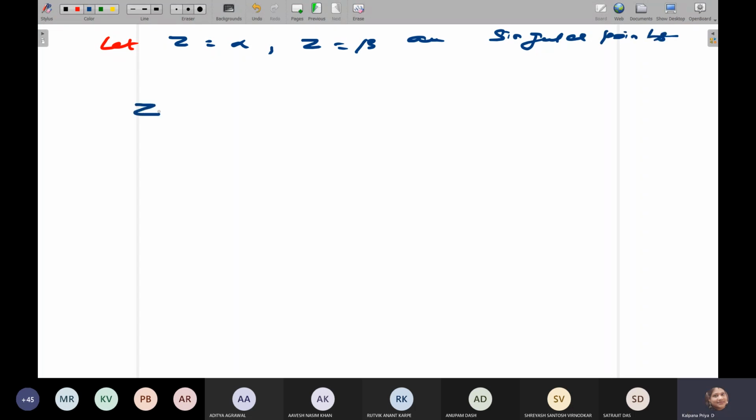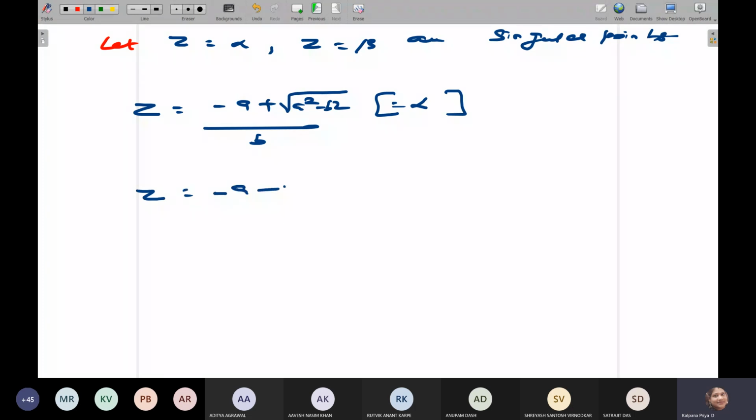Okay, that is z equals minus a plus root of a squared minus b squared, divided by b. Take it as alpha. And z equals minus a minus root of a squared minus b squared, divided by b. Better take it as beta. And we know that alpha lies inside the contour. Now we are going to find only for alpha, and we can find the residue for a simple pole using another formula, that is P of a upon Q dash of a.